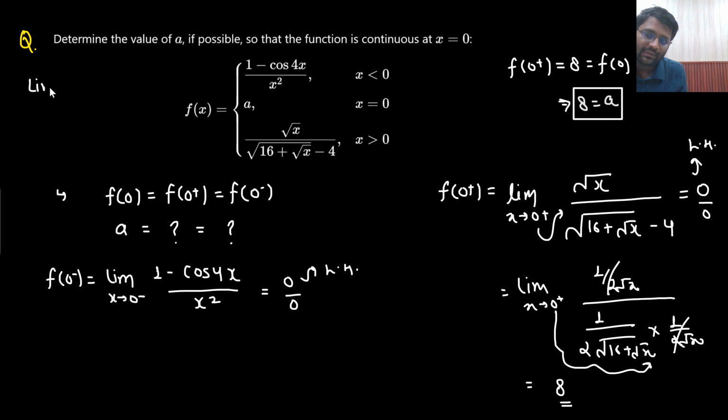Which standard form? Limit x tending to 0, 1 minus cos some angle divided by the same angle square. Answer is 1 by 2. Do you remember this standard form? So some angle is sir 4x this time. So what can I do?